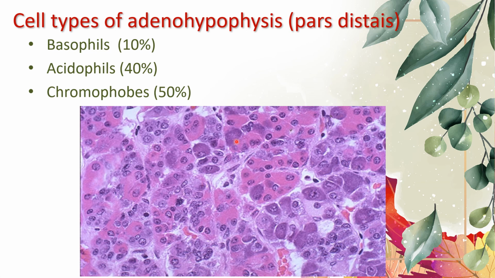As this is an endocrine gland, the cells are arranged in the form of cords or columns, and in between these cords you can see a network of capillaries. These are larger fenestrated capillaries which are present in between these cords and clumps of the secretory cells of the pars distalis.